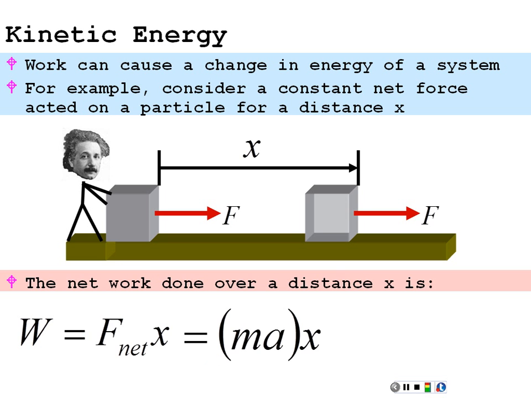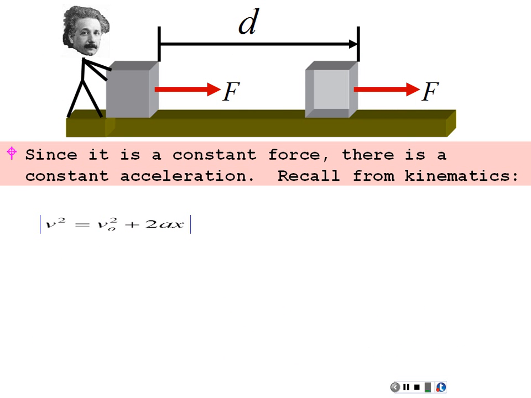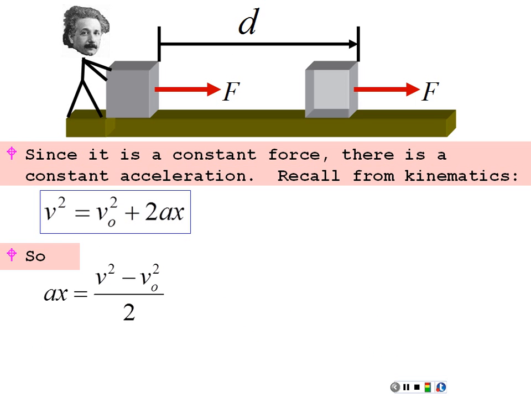So according to Newton's second law, that's equal to ma. So you have the work is equal to mass times acceleration times x. Since it's a constant force, we have constant acceleration, and we can pull from kinematics that the final velocity squared will equal the initial velocity squared plus 2 times acceleration x in this case. We could use delta x, but our initial position is 0. So ax is equal to final velocity squared minus initial velocity squared divided by 2.